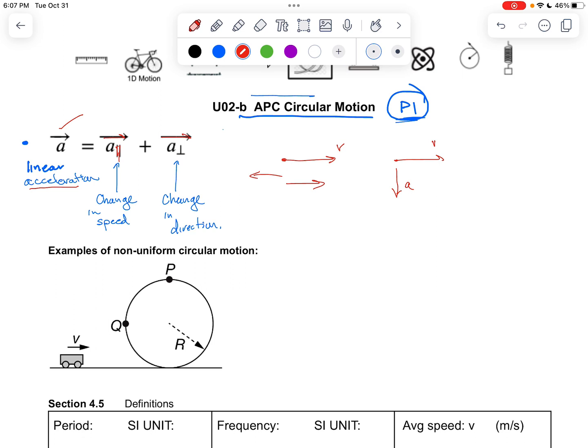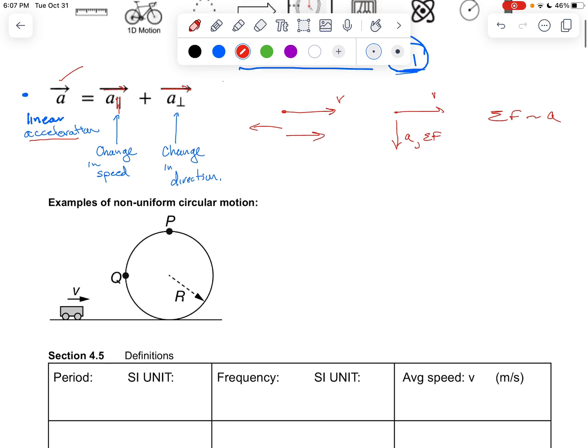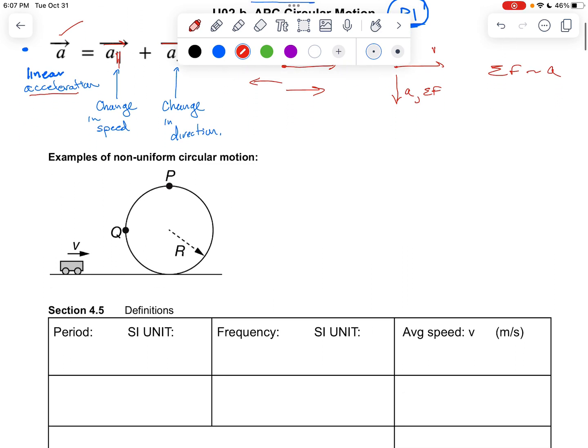Again, these accelerations would also be associated with some net force, because we're very familiar with the fact that the net force is proportional in magnitude and direction to the acceleration. So let's look first at examples of what we call non-uniform circular motion, which encompasses both this slowing down as well as changing direction.